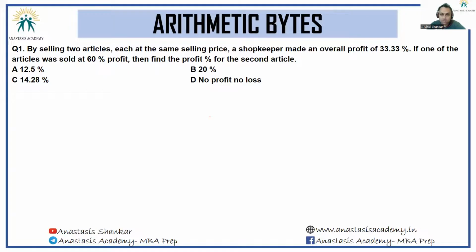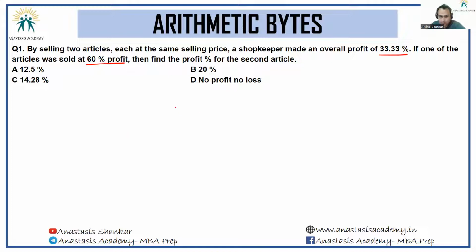Let's look at the solutions of arithmetic nights. By selling two articles, each at the same price, the shopkeeper made an overall profit of 33.33%. If one of the articles was sold at 60% profit, then find the profit on the second article.